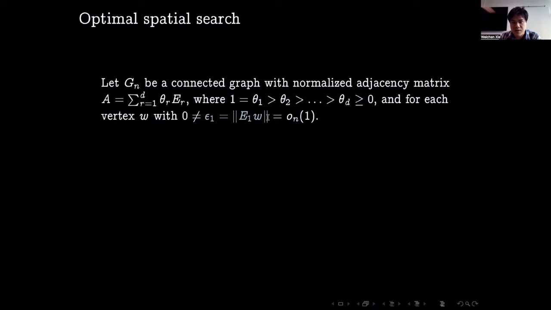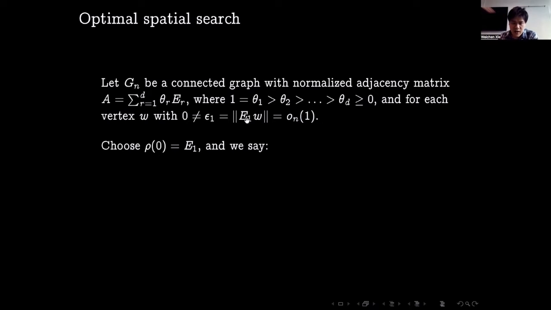So the shadow is defined to be E1 multiplied by W and take the norm. This is called a shadow. We want the shadow being non-zero. And we also require the shadow asymptotically going to zero as n goes to infinity, because otherwise we can just take a measurement on the initial state and we can find the target with constant probability. So we have to assume this is going to zero also.